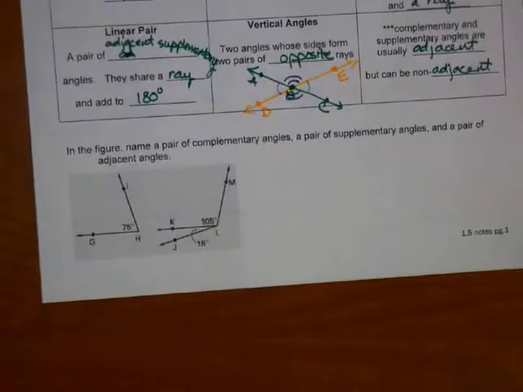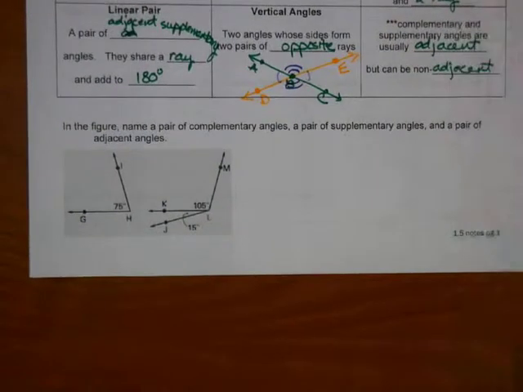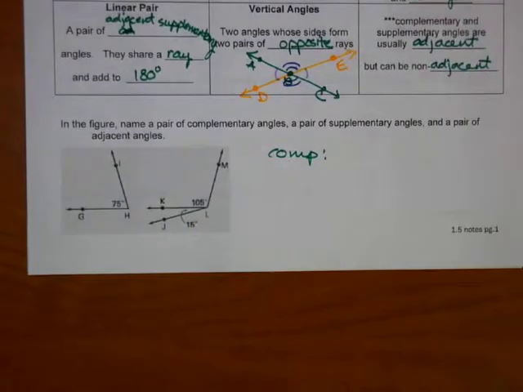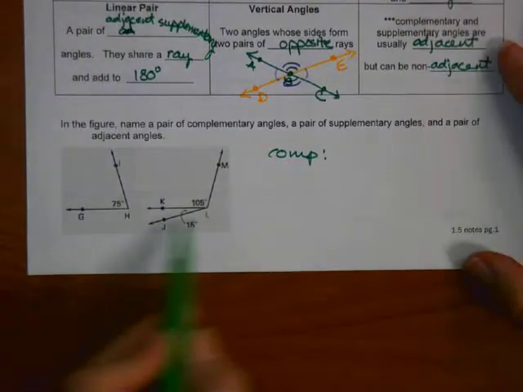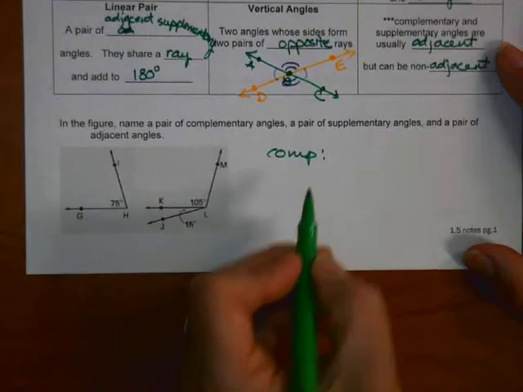In the figure, name a pair of complementary angles and a pair of supplementary angles and a pair of adjacent angles. So, complementary, I'm just going to abbreviate. Where's a pair of complementary angles? Can they be from like either one? Mm-hmm. And like add together? Okay. Right. H and G and L and J. Okay. So he's saying this angle right here, which is true, 75 plus 15 adds up to 90.